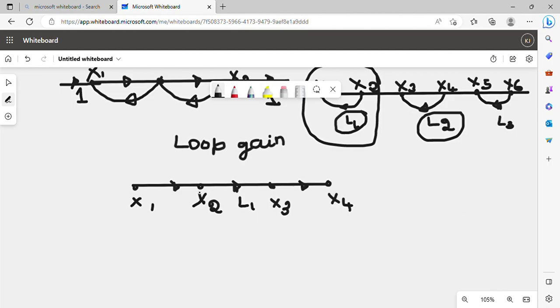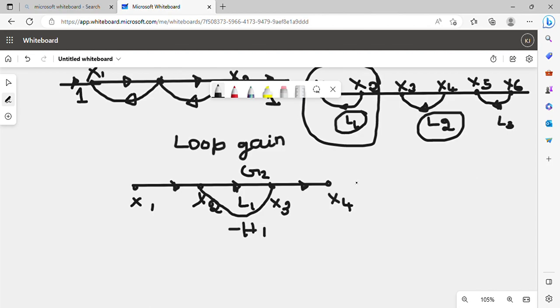Here we are going to find the loop gain L1. What is loop gain L1? That is the gain G2 into minus H1, right? Just a minute, I'm so sorry, I'll erase this.